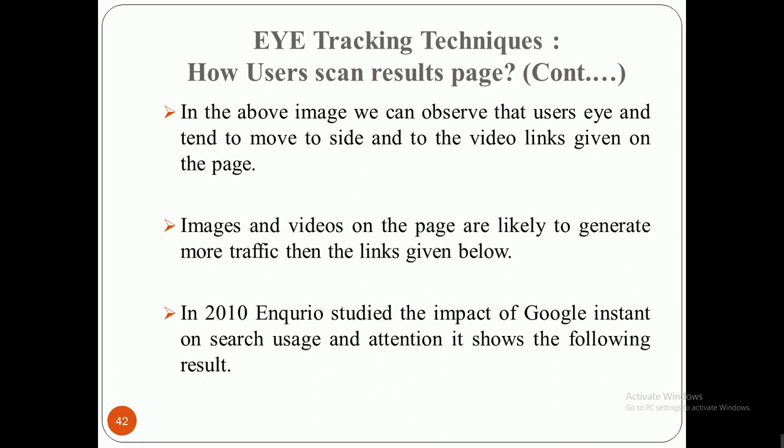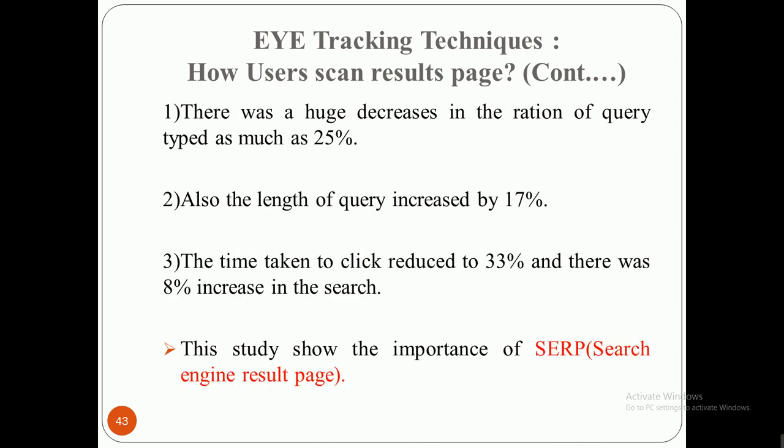In 2010, Enquiro studied the impact of Google Instant on search users and attention. These are the 2010 results. There was a huge decrease in the ratio of query types, as much as 25%. The reason is that when images and videos are available, the user is attracted directly to them.